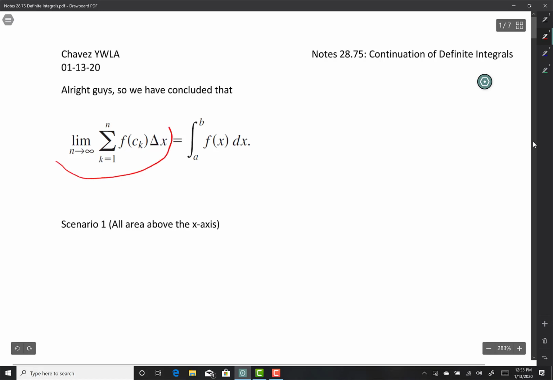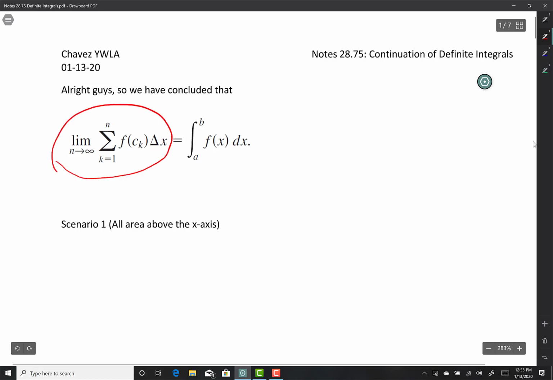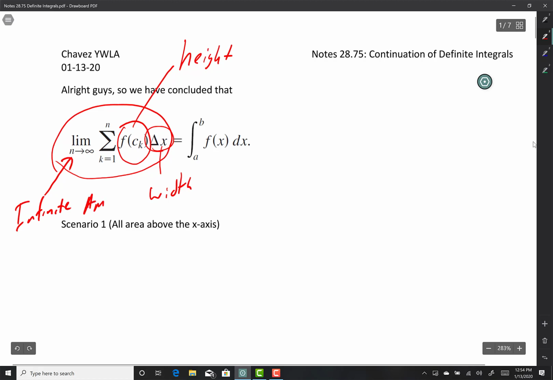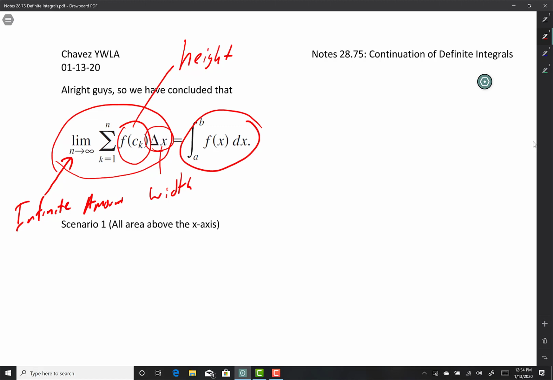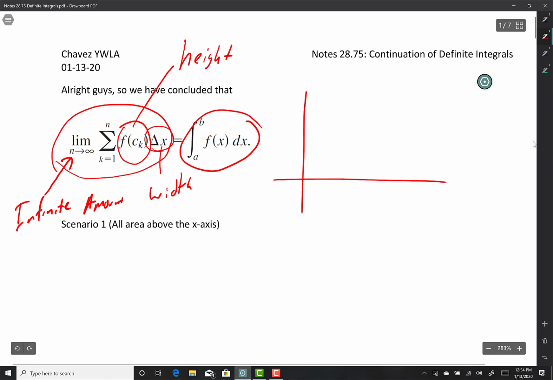So this right here is the area of a rectangle, and I'm summing up an infinite amount of them. Remember, this right here is your height, and the delta x is your width. So that's how you find the area of one rectangle, and then we're doing an infinite amount of rectangles. That's what this means. It's equivalent. The dx is your width, the f of x is your height, the a and b is where you start. So if you want a little visual, it means this.